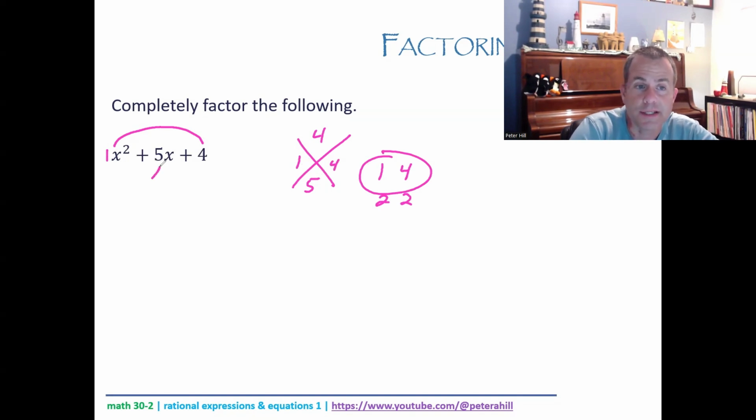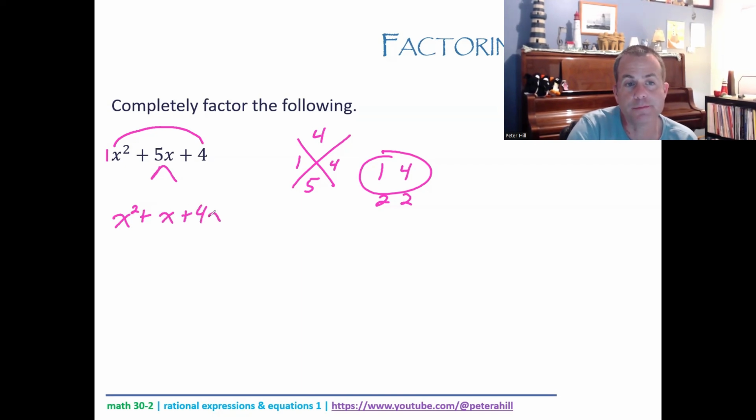The reason this is called decomposition is that decomposing means to break down. I'm going to take that middle term and break it down into those two friendly numbers. So I'm going to write this as x squared plus x plus 4x. See, I broke my 5x into x and 4x. X plus 4x is still 5x, okay? Plus 4. Now I'm going to factor the front two and factor the back two.